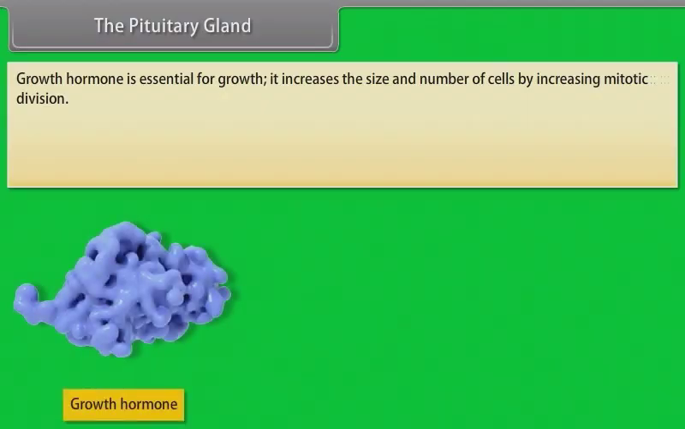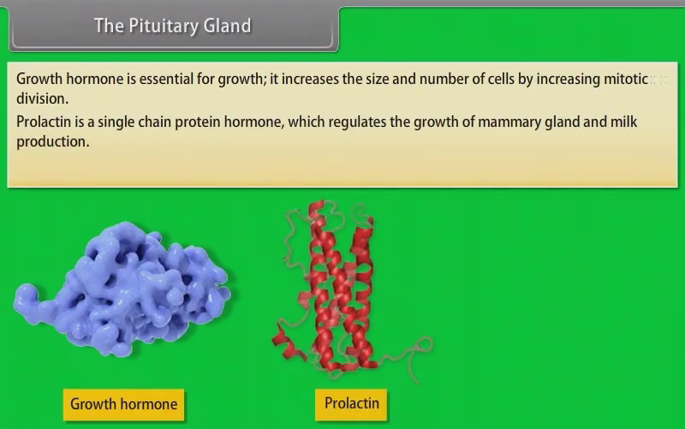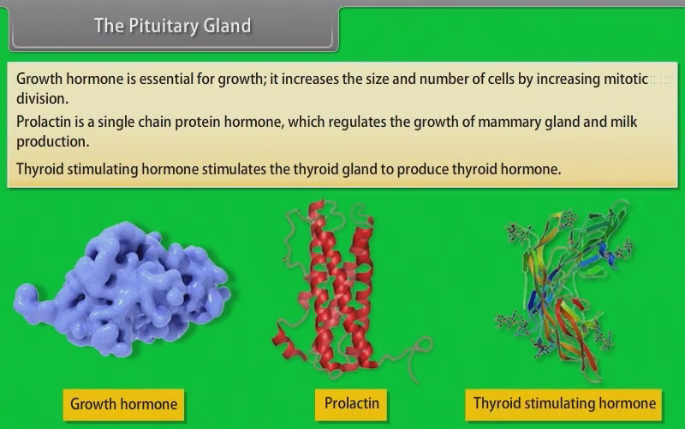Growth hormone is essential for growth. It increases the size and number of cells by increasing mitotic division. Prolactin is a single-chain protein hormone which regulates the growth of mammary glands and milk production. Thyroid-stimulating hormone stimulates the thyroid gland to produce thyroid hormone.